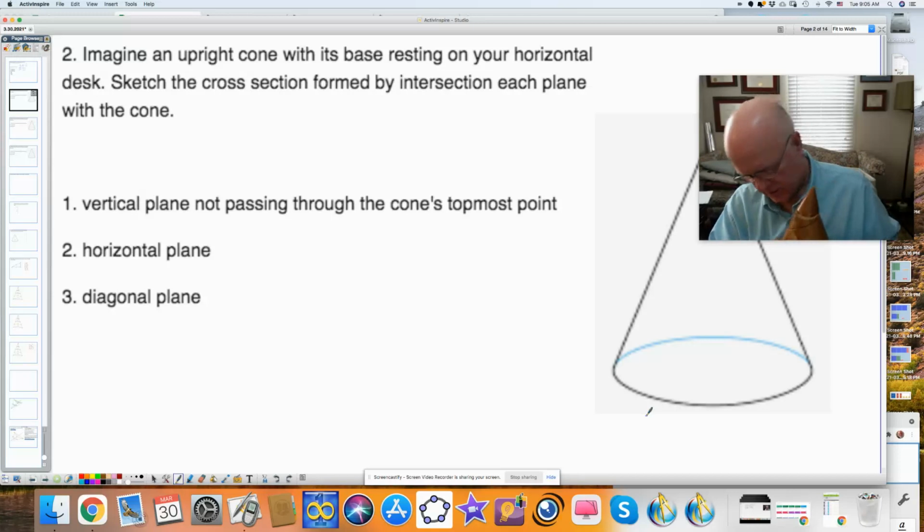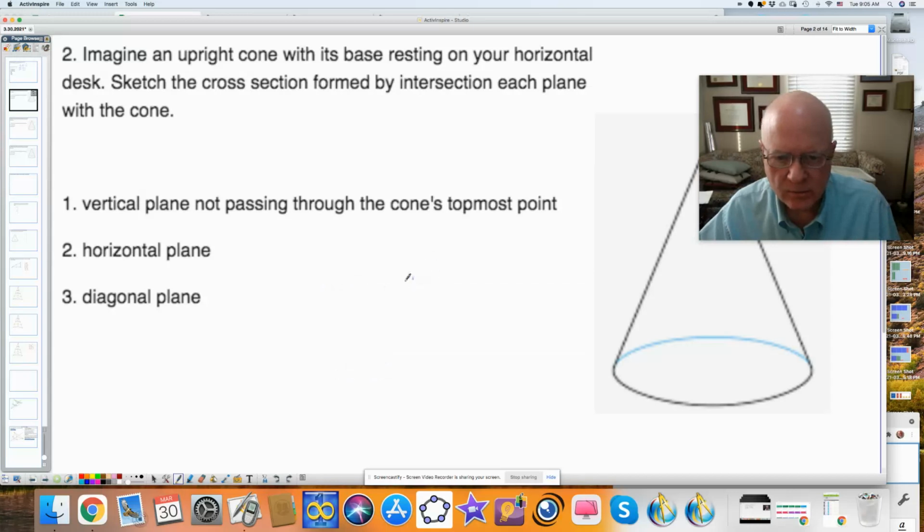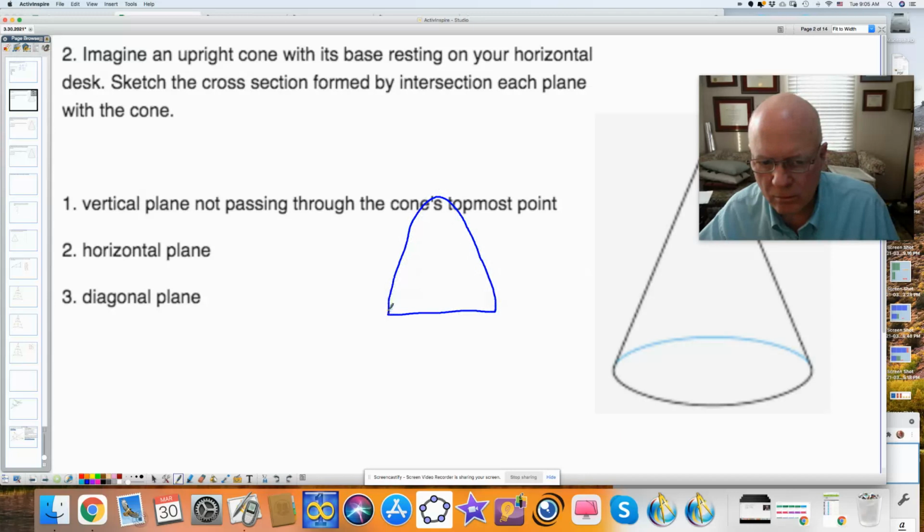So if I were to sketch this, it looks something like this. It's going to be something like that. If it's a horizontal plane and it's a cone, can you see that's going to be a circle? That's going to be a circle.